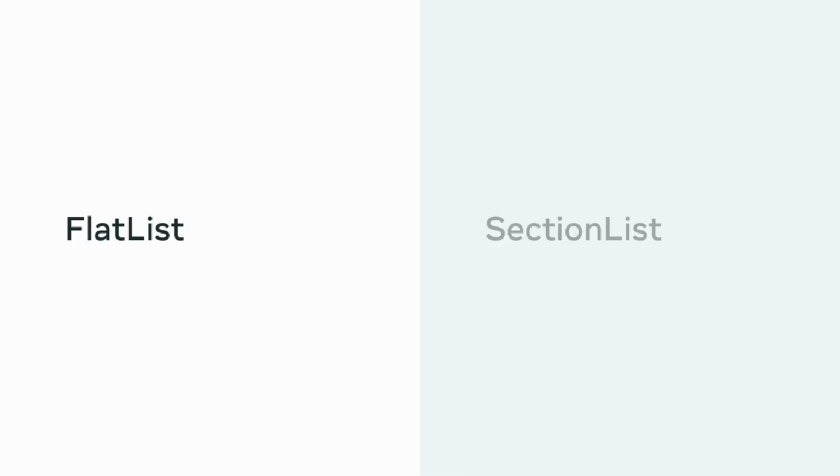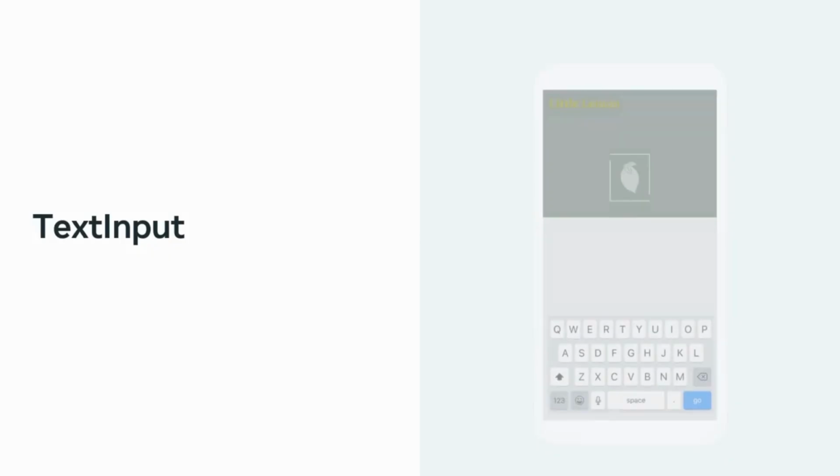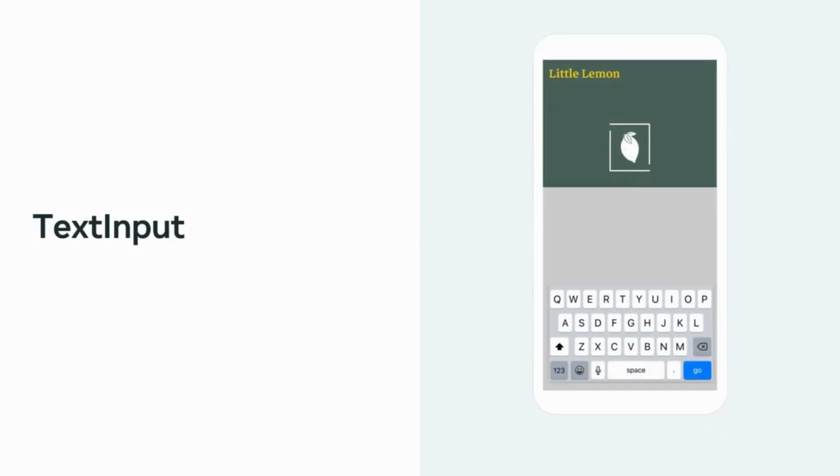In the next module, you learned about the rendering of large lists within your mobile app and inputting text via the keyboard. You have learned how to build large and performant lists with both flat list and section list components. And you also learned how to configure user inputs via keyboard using the text input component.